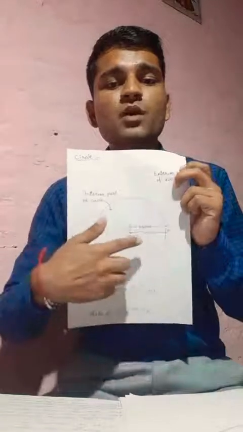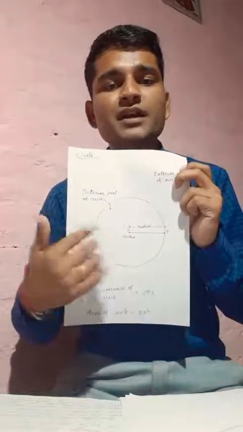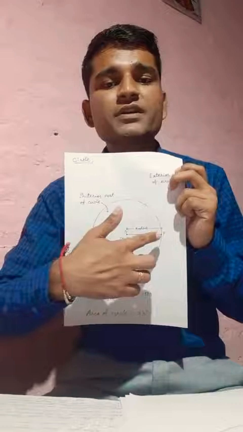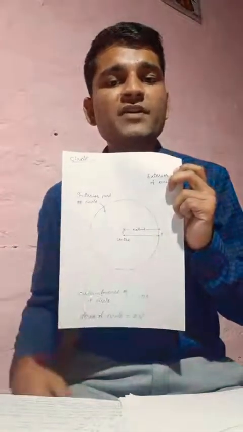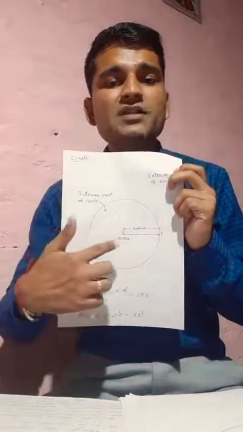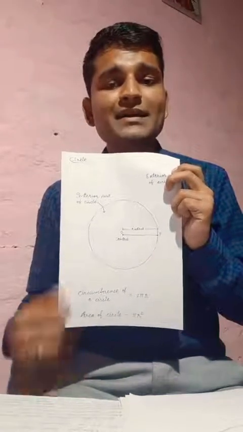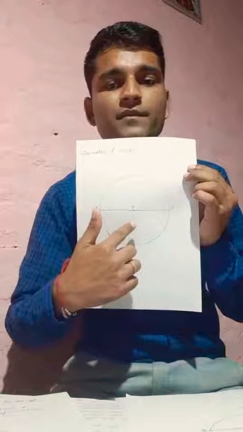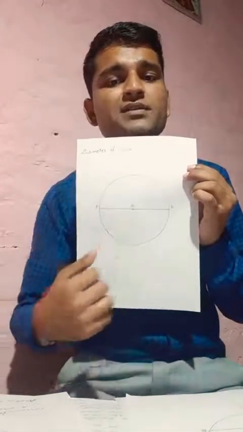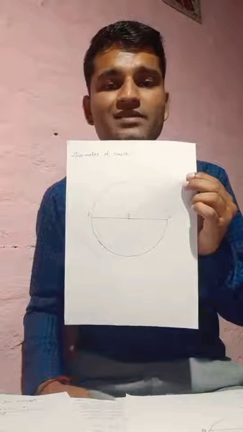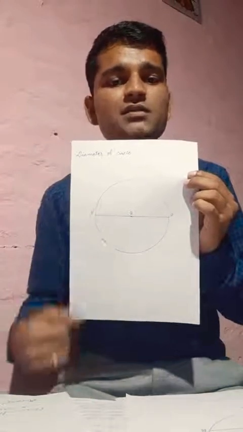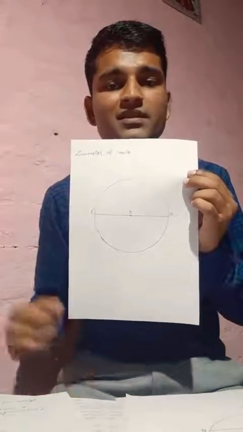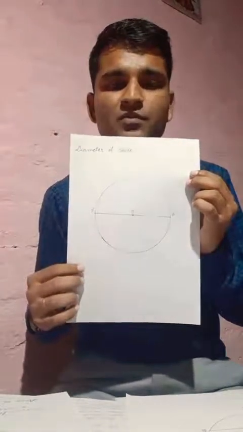Now, flip the radius in the opposite direction, so that its end point lies on the circumference of the circle and it passes through the center. It is called a diameter. Here is a figure. O is the center of the circle and P dash is the end point of the line segment which lies on the circumference. This is called the diameter.